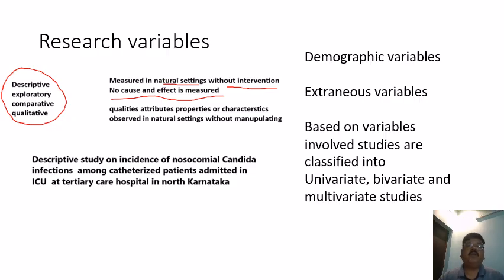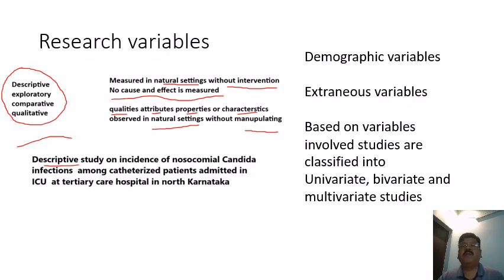So only qualities or attributes or properties or characteristics observed in natural settings. So these are observed in natural settings without manipulating. Therefore, there are no variables. An example is given here: a descriptive study on incidence of nosocomial candida infections among catheterized patients admitted in ICU at a tertiary care hospital in North Karnataka. So this is a descriptive study, and therefore there is no need of any research variables.